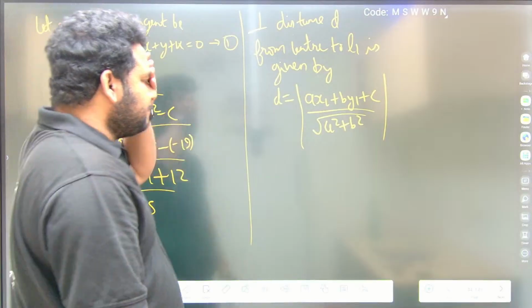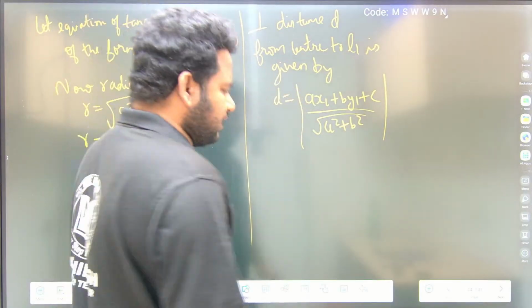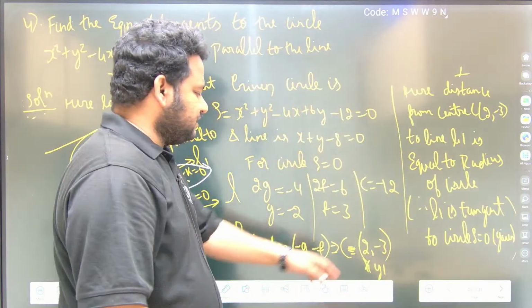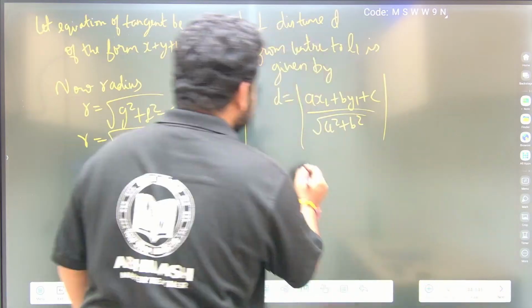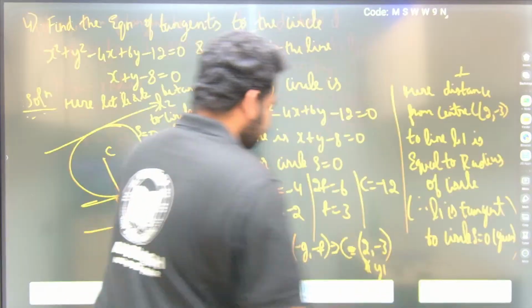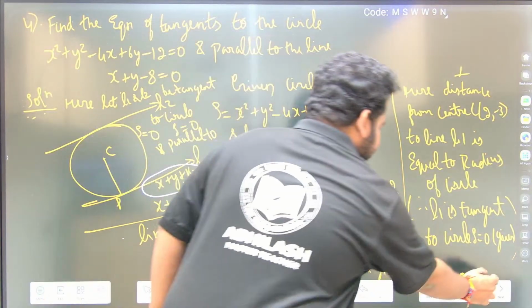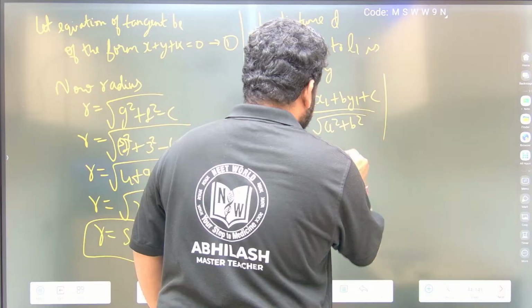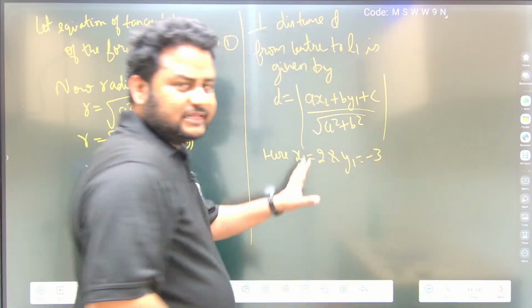Now see here, x1 y1 is what? I told you already. X1 y1 is nothing but the center value. So X1 is equal to 2 and y1 is equal to minus 3. You have to write it like this each and every step.